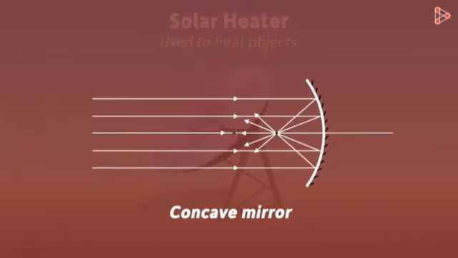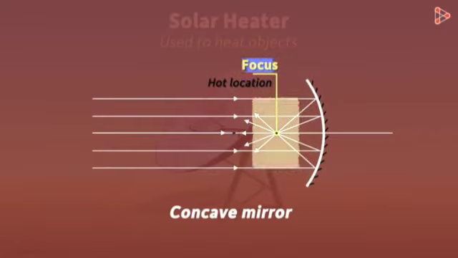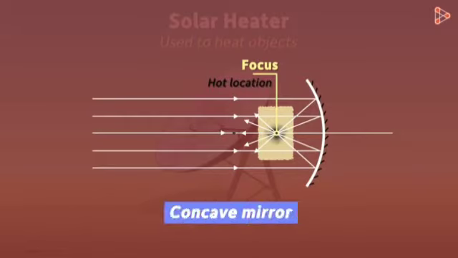This focus is a hot location. If you place a paper at this point, definitely it will catch fire. This experiment we did in our previous videos. The principal focus is a hot location. Now we can use this property to cook food and to heat up liquids.